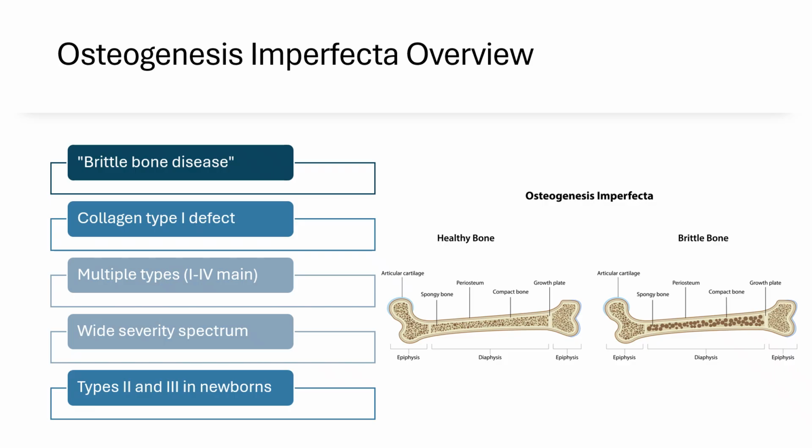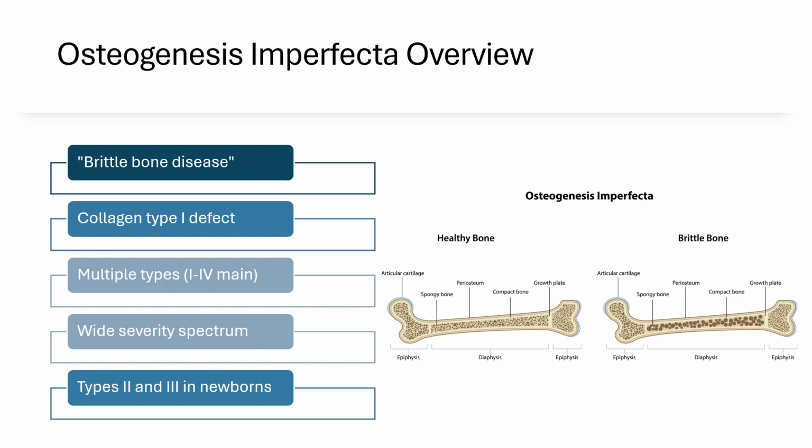Understanding that multiple types exist helps you recognize the wide spectrum of severity this condition can present. Types 1 through 4 represent the main categories, with type 1 being the mildest and type 2 being the most severe. This classification system helps predict prognosis and guides treatment decisions, though the clinical presentation can vary significantly even within the same type. The wide severity spectrum means that some individuals live relatively normal lives with occasional fractures, while others face life-threatening complications from birth.